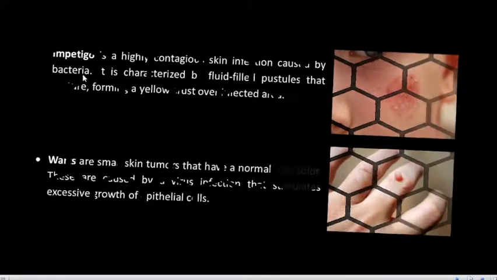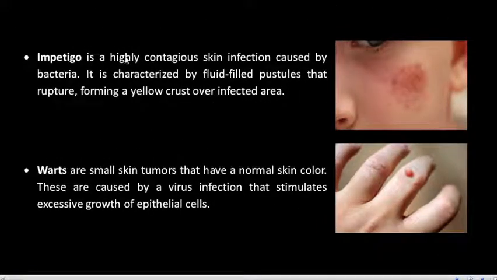Very painful yan siya. Next, we have impetigo, a highly contagious skin infection caused by bacteria, and it is characterized by fluid-filled pustules that rupture, forming a yellow crust over the infected area. I myself have not yet encountered this type of infection. Wala pa rin ako nakakita, but this is the appearance of the infection.